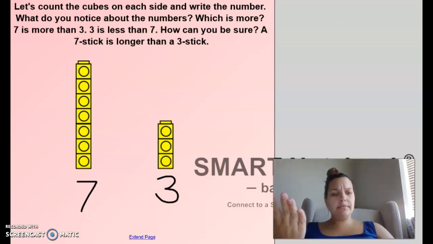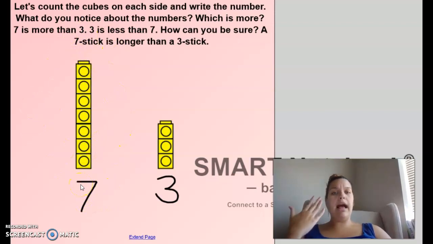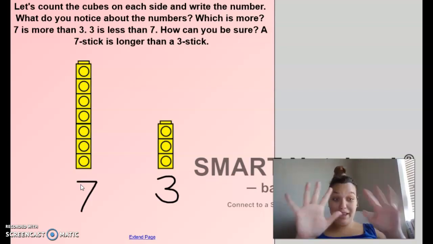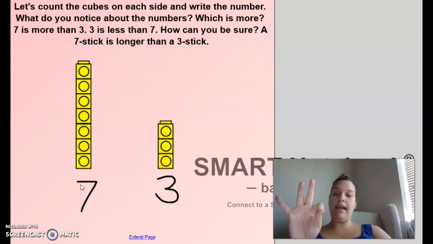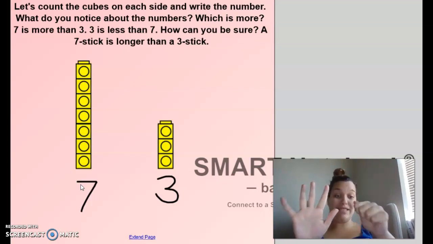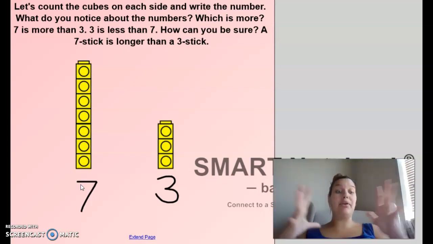Which is more? The 7 has more. You're right, but how do you know? You could use a number line, very good. But if I didn't have a number line, what else could I use? My hands, right? So if I have 3 here, I know I have to count up higher to 7, right? So 3, 4, 5, 6, 7. I could count up and figure out that 7 is bigger than 3.